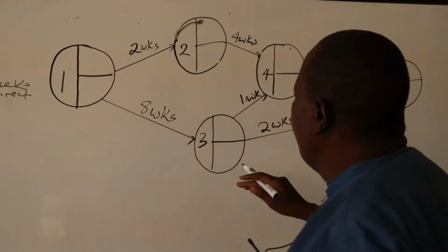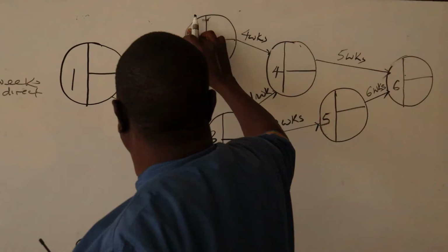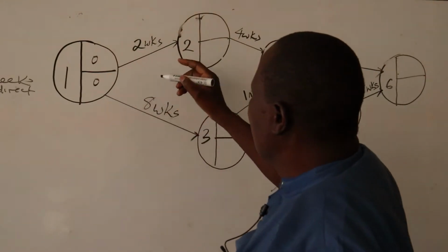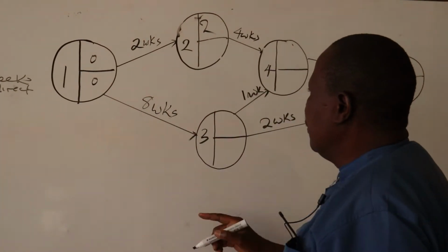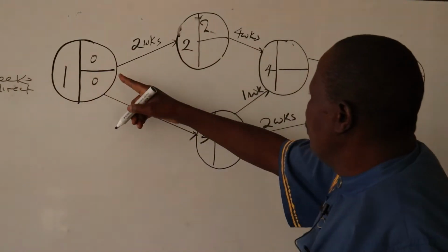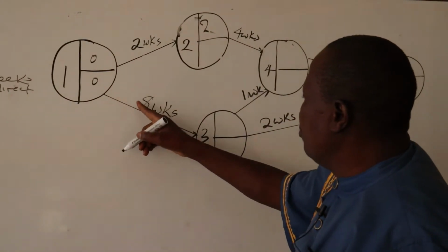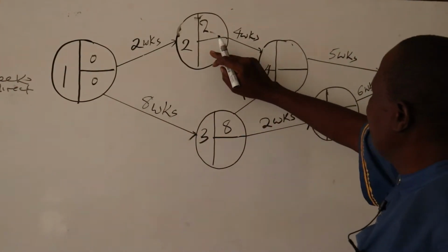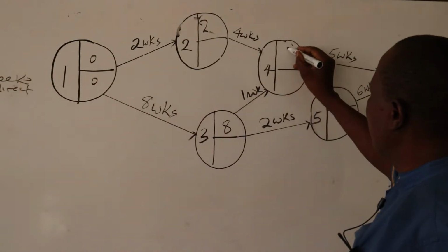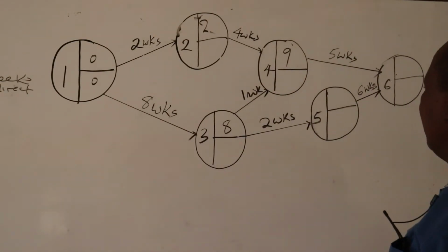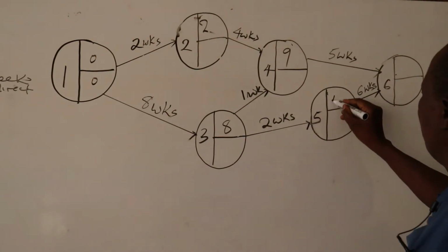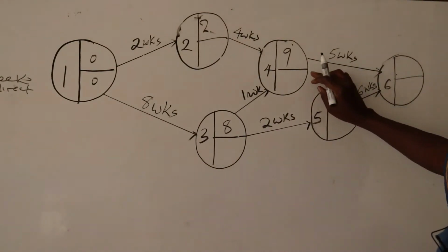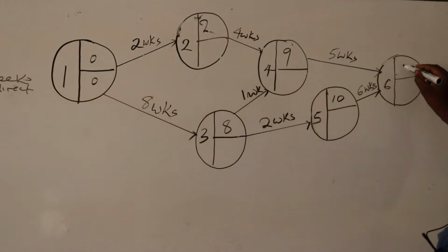Then the estimation of the earliest time and the latest time in this project: 0, 0. 0 plus 2 is 2. Then 0 plus 8 is 8. Then 8 plus 1 is 9, and 2 plus 4 is 6. We take the maximum, that is 9. Then 8 plus 2 is 10. Then 10 plus 6 is 16, and this is 14. So we take 16.